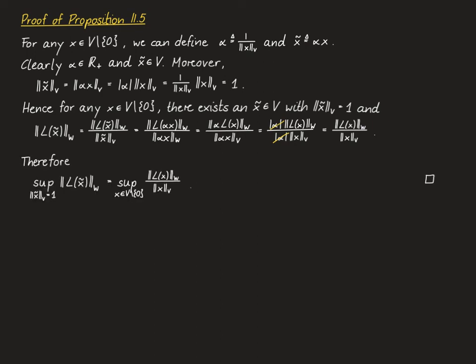Now, since for any vector x in V without 0, there exists a vector x tilde with norm equal to 1, such that the norm of L of x tilde is equal to the norm of L of x divided by the norm of x, it follows that also the supremum over all such vectors x tilde of the norm of L of x tilde must be equal to the supremum over all vectors x of the norm of L of x divided by the norm of x.